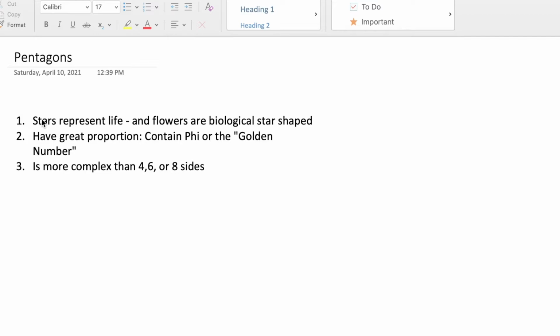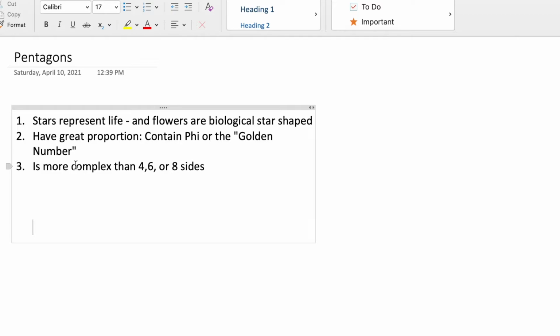So stars represent life, and of course, flowers, when you look down on them, even trees, they really look like stars. Maybe that's why they also represent life and other things, like a red rose represents love, and a yellow one might represent friendship. So colors also have meaning behind them. But when we look at number 2, they have the number phi in them, or the golden ratio.